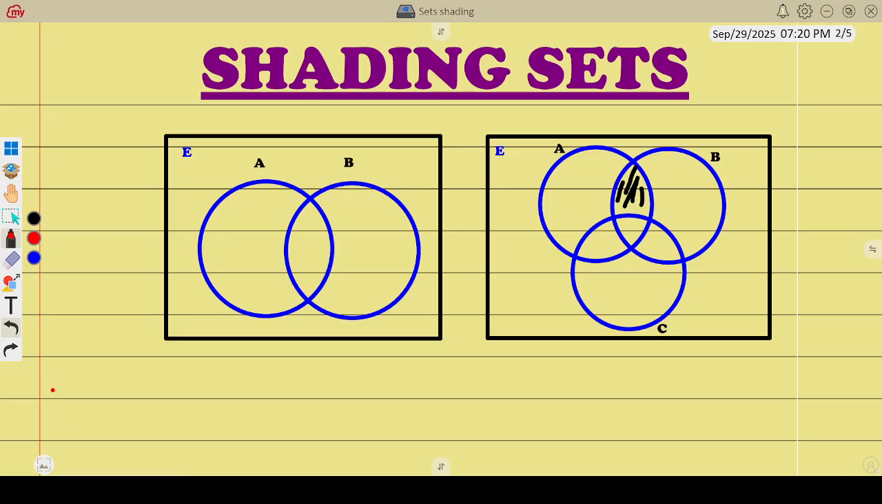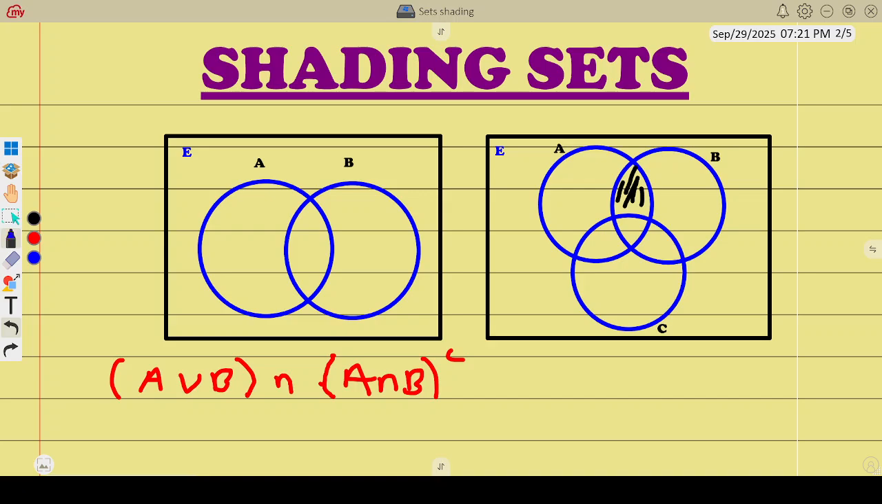What would you do if they tell you to shade B union C intersection B intersection C? What am I writing? So what would you do if they tell you to shade A union B intersection A intersection B complement? So you can be given something like this and then they tell you to shade. What would you do?